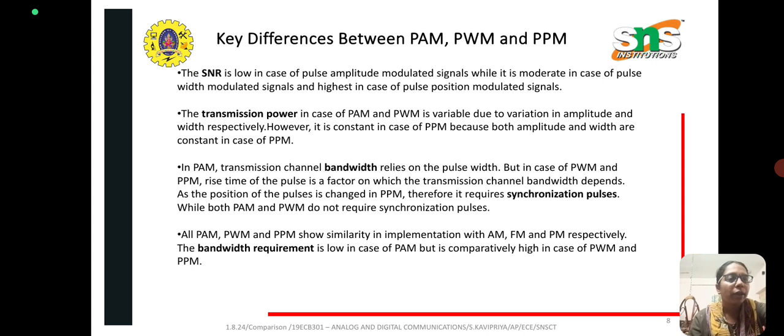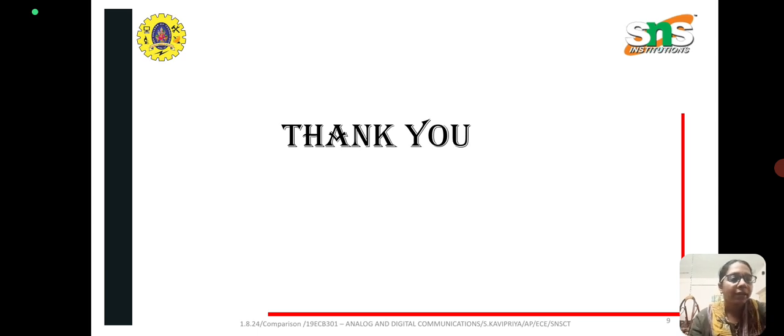The bandwidth requirement is low in case of PAM, but it is comparatively high in case of PWM and PPM. So that's all about the comparison between PAM, PPM and PWM, which are the pulse modulation techniques. And also we have seen what the key requirements are for PAM, PPM and PWM.